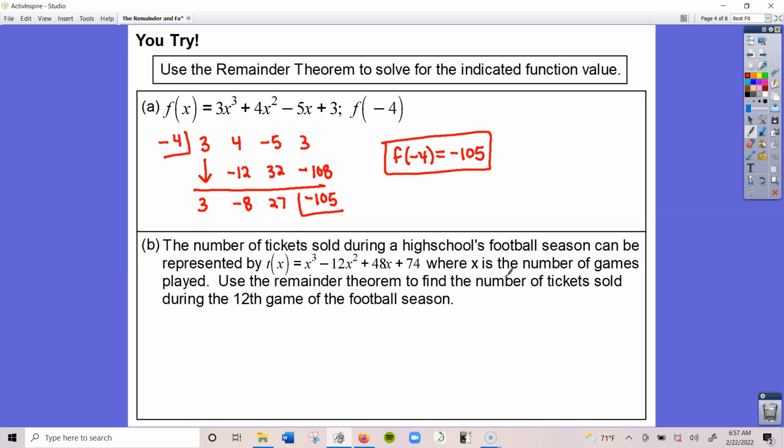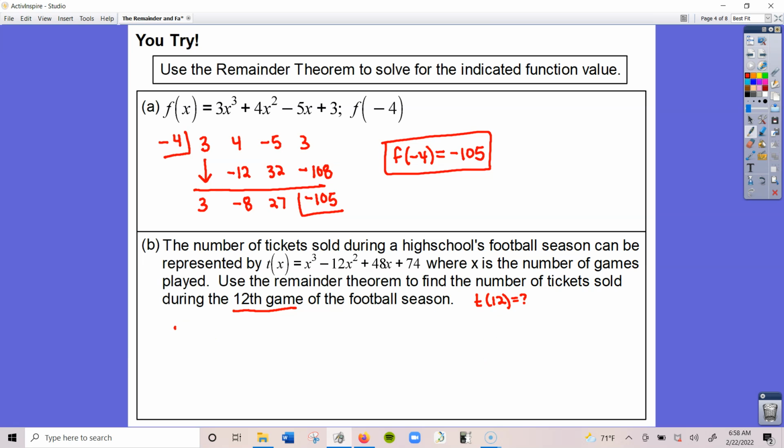Let's look at a word problem. The number of tickets sold during a high school's football season can be represented by t of x is equal to x to the third minus 12x squared plus 48x plus 74, where x is the number of games played. Use the remainder theorem to find the number of tickets sold during the 12th game of the season. So what I'm trying to find is t of 12.